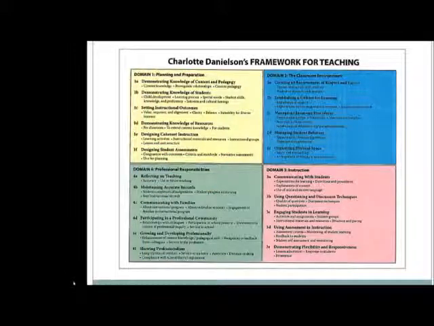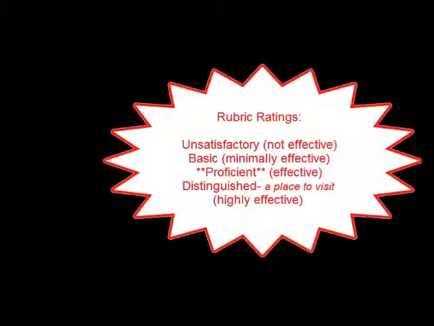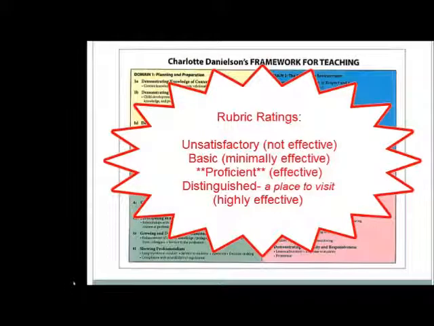Rubrics have been created which describe the performance levels of each of the 22 components. There are 4 ratings: unsatisfactory, basic, proficient, and distinguished. Educator effectiveness, we've been reminded over and over again that the highly effective rating is a place you visit. It's not a place where you live. There will be varying degrees of proficiency on the different components, and that's expected and normal.